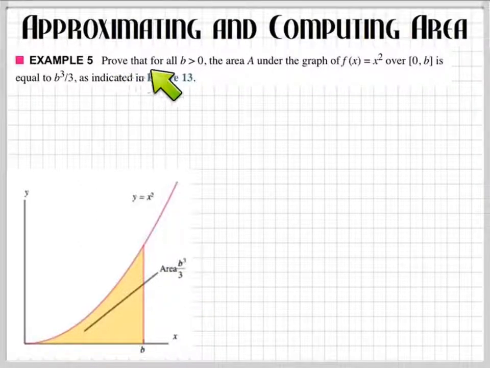What it does is it says prove that for all b that is greater than 0, that's the interval right here, so it goes from 0 to b right here, of this, you get this formula.